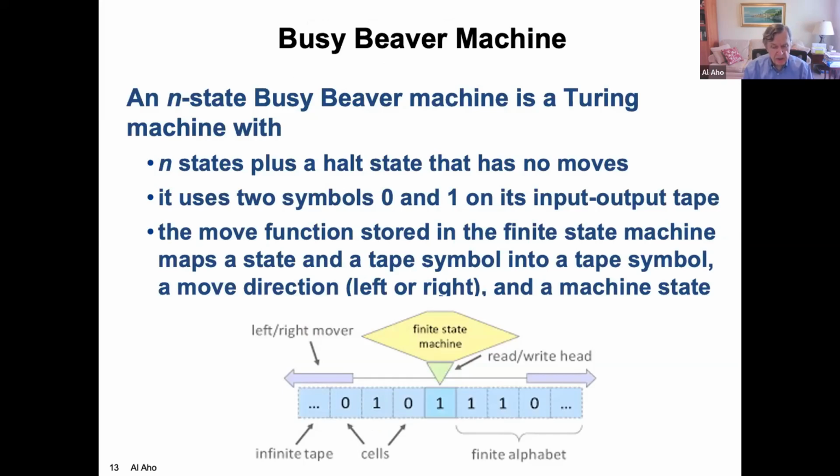The specification of a Busy Beaver machine is both simple and precise. A Busy Beaver machine is a Turing machine with n states plus a halt state which has no moves. The machine uses only 0 and 1 in each of the cells of its input-output tape, and its move function is stored in the finite state machine. The move function maps a state and a tape symbol into a triple consisting of a tape symbol, a move direction, and a machine state.